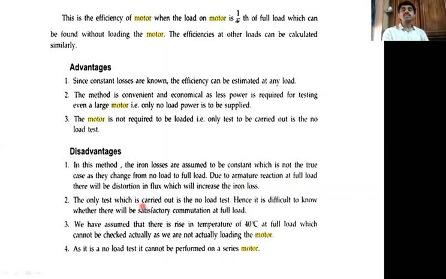The only test which is carried out is the no load test. Hence, it is difficult to know whether there will be satisfactory commutation at full load. We have also assumed that there is a rise in temperature of 40 degrees centigrade at full load, which cannot be checked as we are not actually loading the motor. And as it is a no load test, it cannot be performed on a series motor.